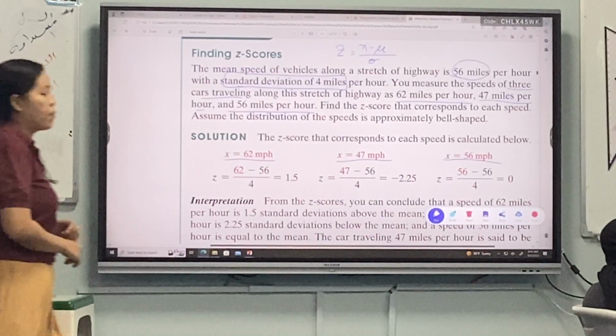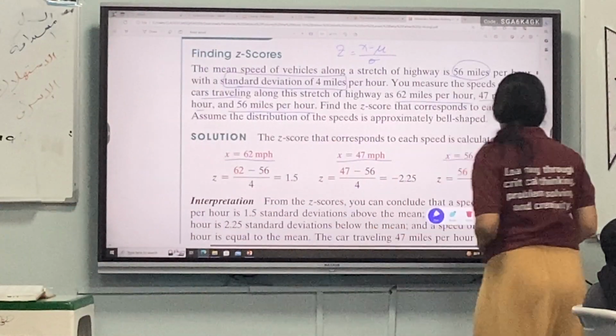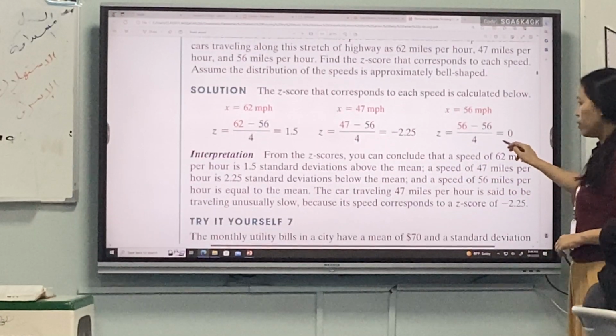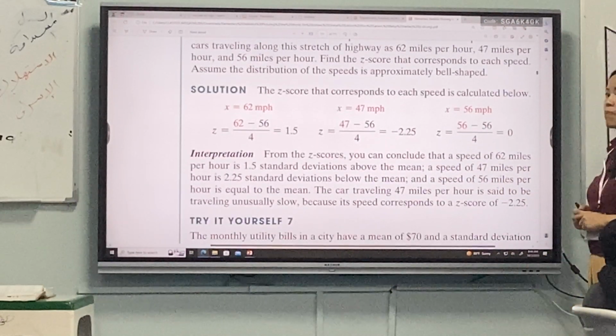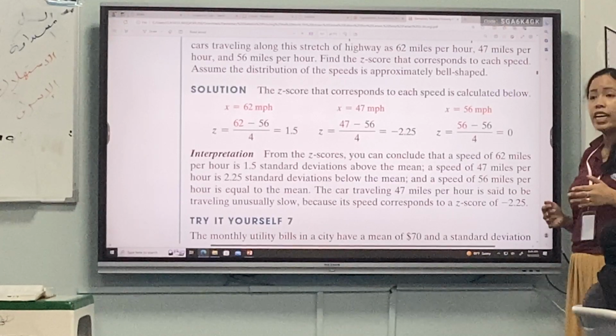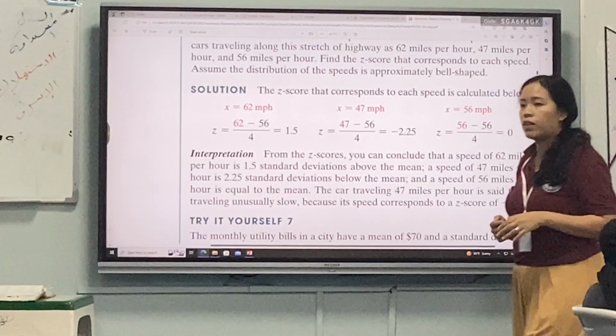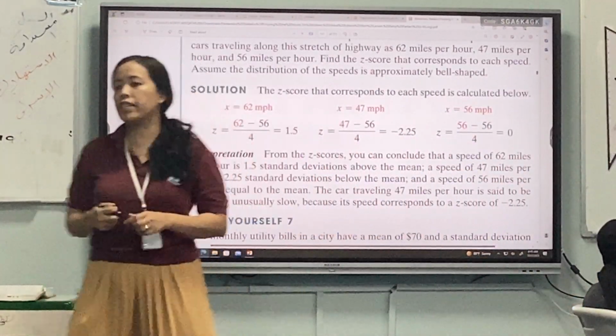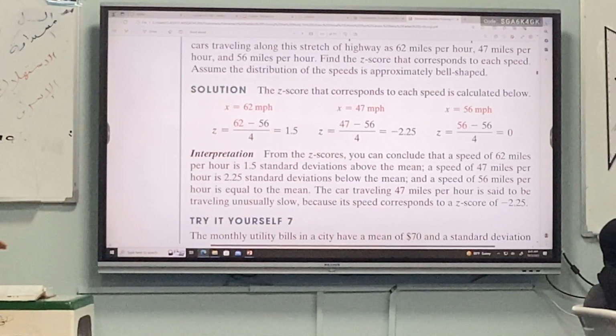For positive, it's how far away it is from zero. From 0, that's correct. Zero is the most usual. Now, the further away from zero, positive or negative, the more unusual. Okay, will you please read the interpretation?